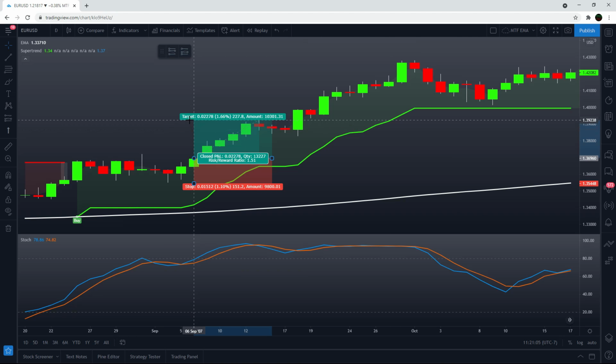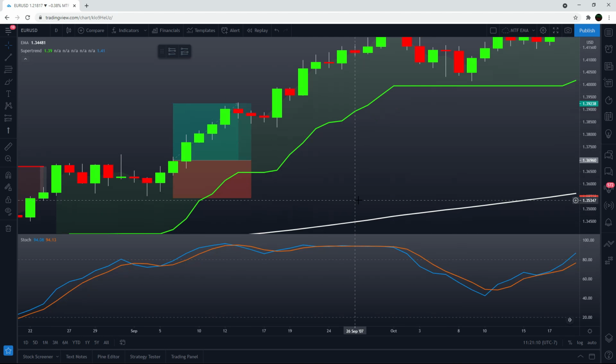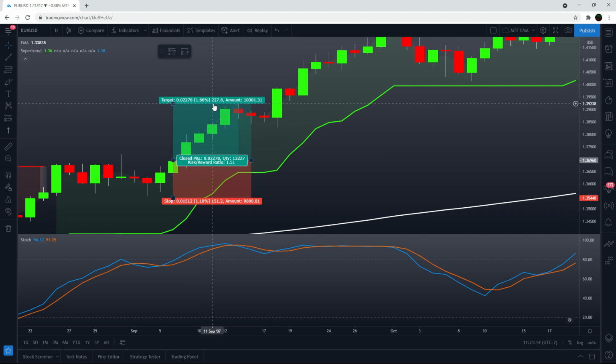So our stop loss is going to be just below this candle's wick. And the profit target for this test is going to be 1.5 times the risk. Remember, this is the daily time frame. So these are significant moves, 227 pips.